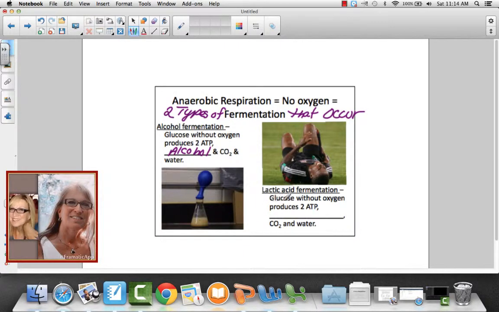And then you have lactic acid fermentation, which occurs in your body when you partake in strenuous exercise. It's when glucose, in the presence of no oxygen, produces ATP, lactic acid, carbon dioxide, and water.